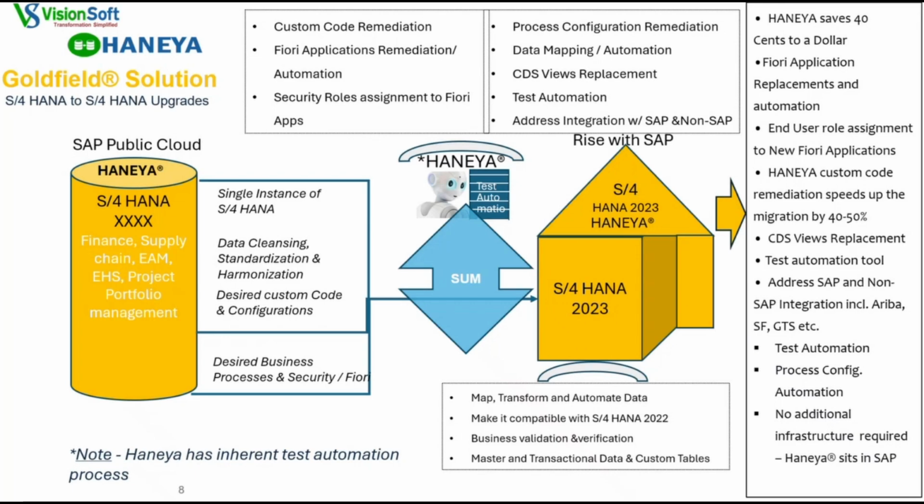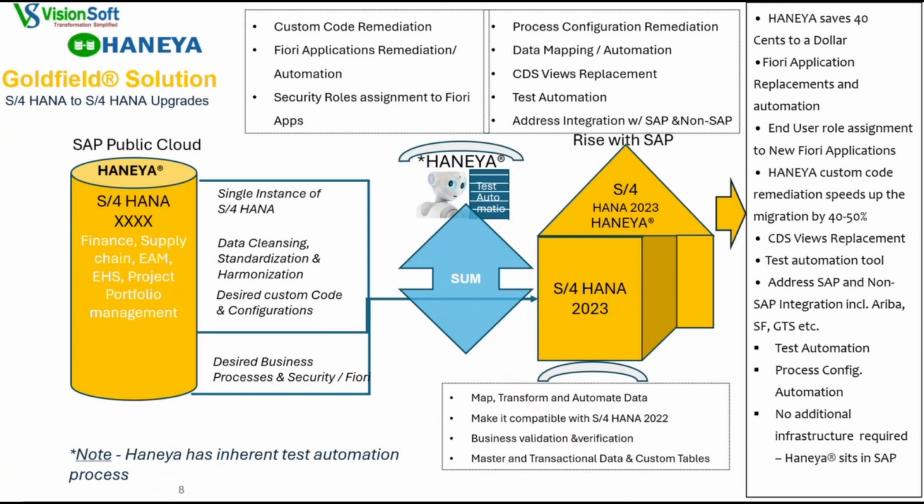Finally, it has the test automation capabilities. It identifies which business scenarios have been impacted because of this upgrade, and it will automatically test them. It also addresses the integration with SAP and non-SAP systems, SuccessFactors, Ariba, and so on, so that they're all in sync with the upgrade. As we upgrade, some of those connections may be lost. So Haneya will identify that and make sure the connections are reset so that the data flows smoothly from S/4HANA into the SAP and non-SAP ecosystem.